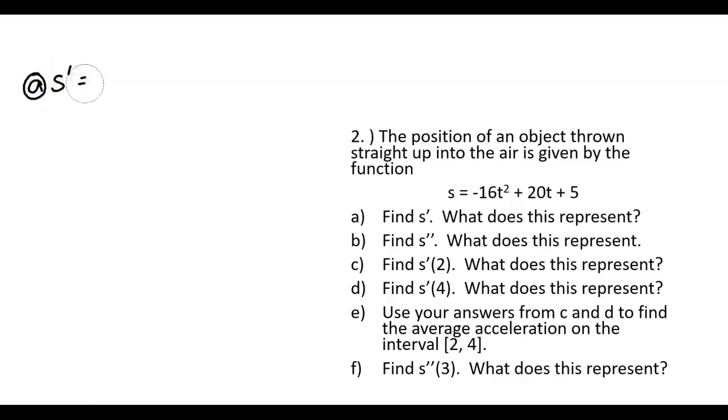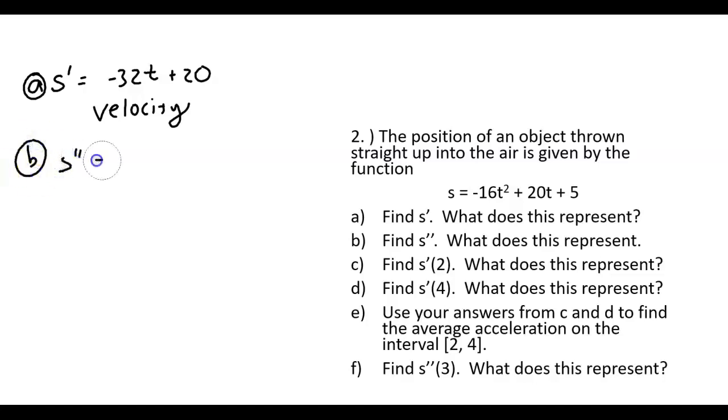Well, that's the derivative, so that would be negative 32t plus 20. And what that represents is the velocity of the object at any given time. Part B, find s double prime. So that means find the second derivative. So that means I'm going to take the derivative of the derivative, which would just be negative 32. And that represents the instantaneous. Actually, we should be more specific up here in part A as well. This is instantaneous velocity, and this is instantaneous acceleration.